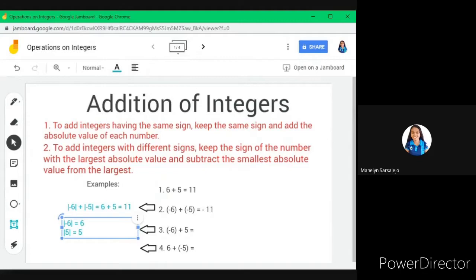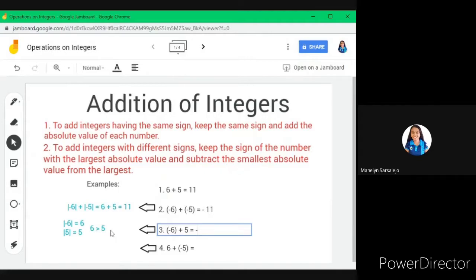Still, positive 5. So, asa may mas dako? Ang 6 or ang 5? Okay, our number 6 is greater than 5. So, meaning, ang atong i-copy nga sign, ang sign sa 6, which is negative. Okay, negative.